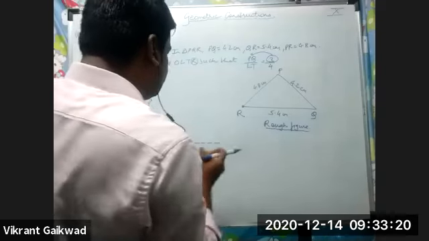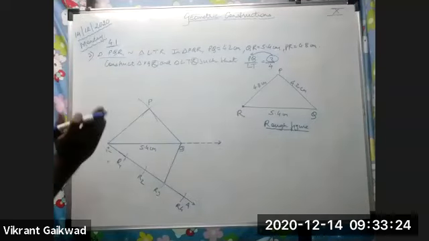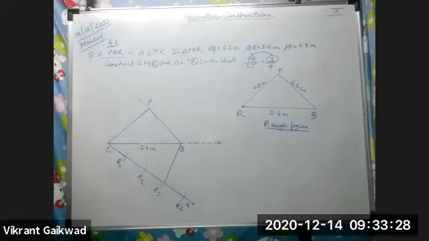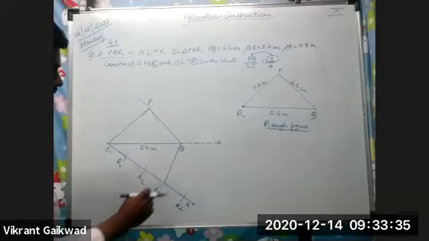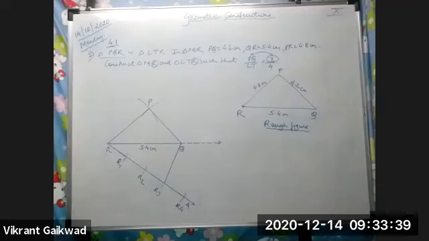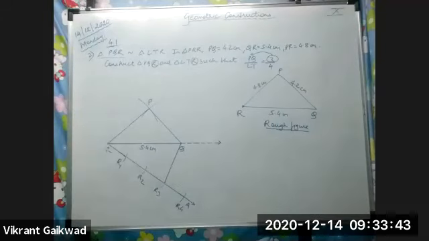And extend that afterwards also. Now what to do is, you have to draw a line which is parallel to R3Q. By applying the property of corresponding angles, if this angle and this angle are equal, both the lines are parallel. So applying that property, what you will do is, you will draw the angle.